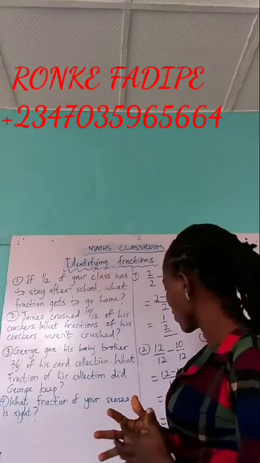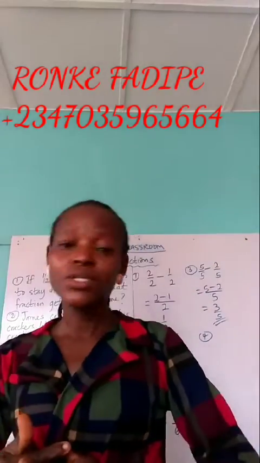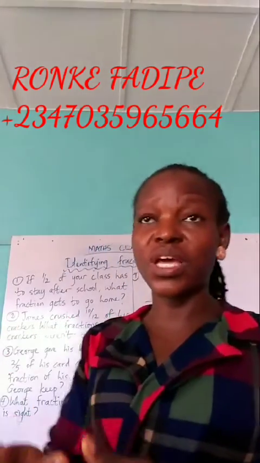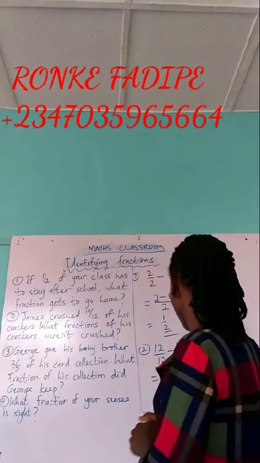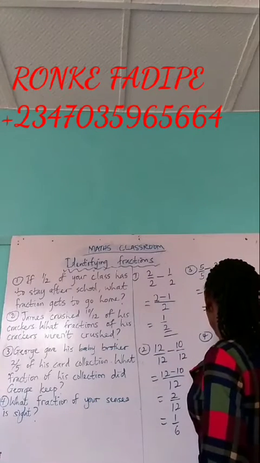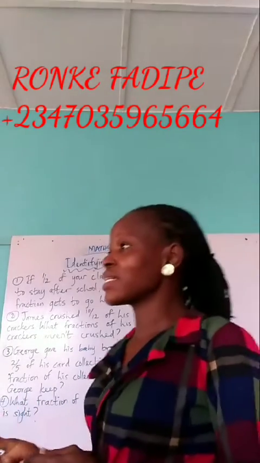They say, what fraction of your senses is sight? This one is simple also. You say, okay, how many senses do we have? We have 5 senses. And what fraction is sight? Sight is just 1 out of 5, so it's 1/5. Can you see that it's simple?